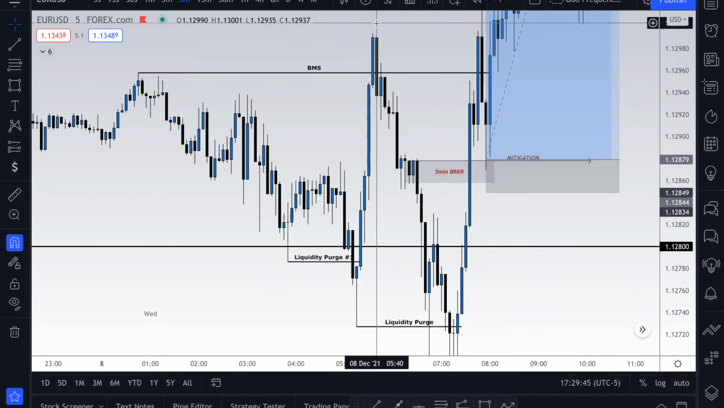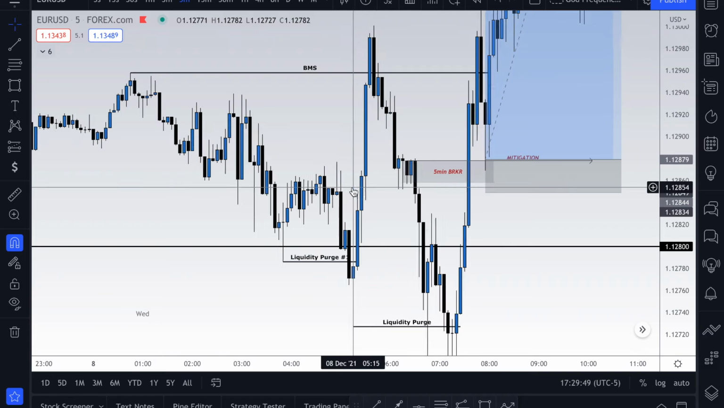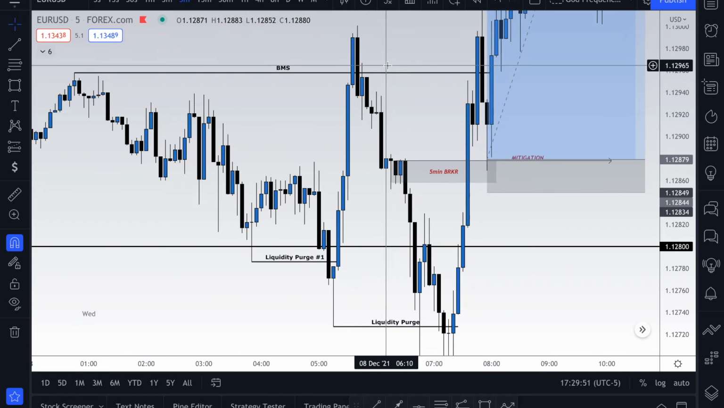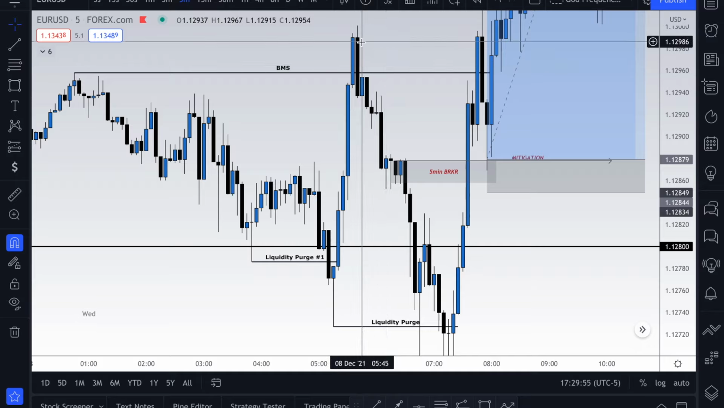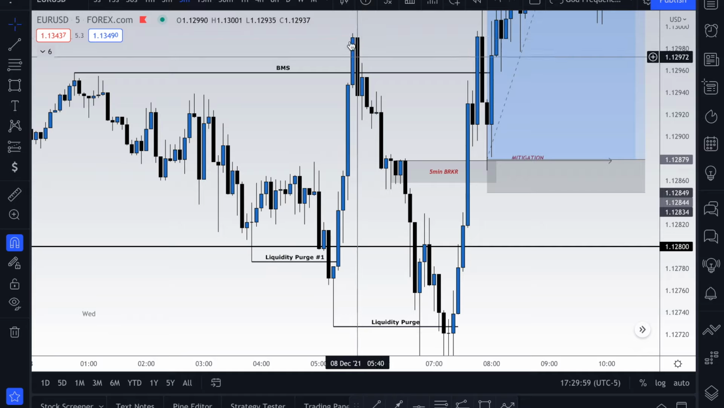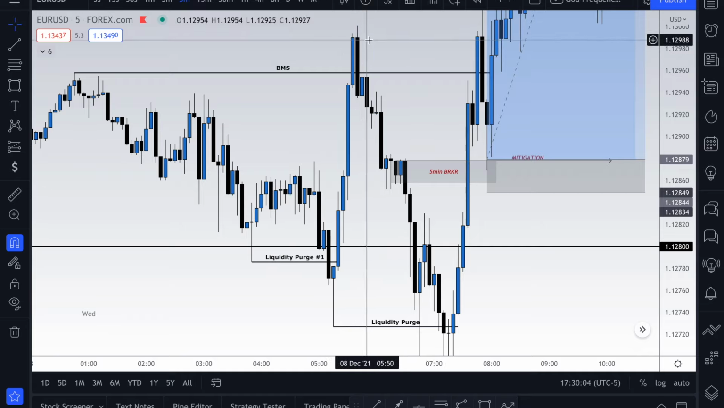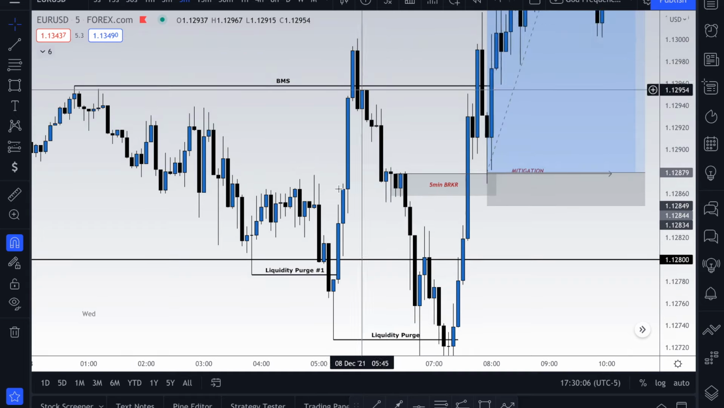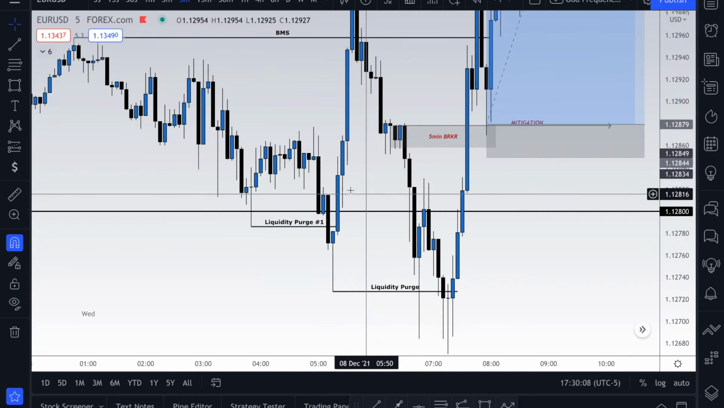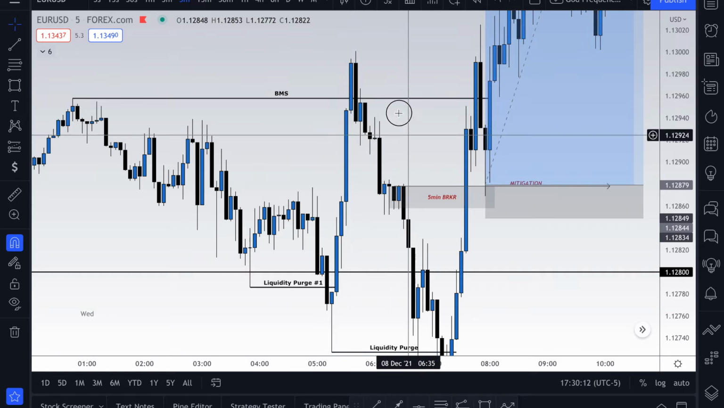Because now what they do is a deeper pullback, right? Now, granted, you also got to know the session that you're working in. For me specifically, I'm not typically trading London, so this is happening when I'm actually still sleeping. So I'm not even seeing this happen. But those who are trading the London session, they're getting in at the highest point.